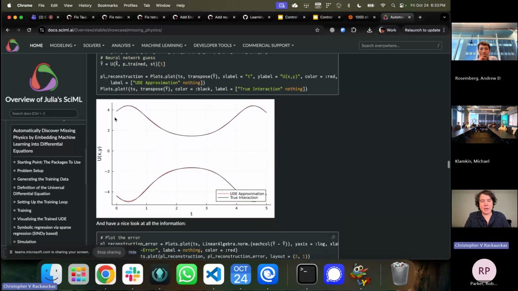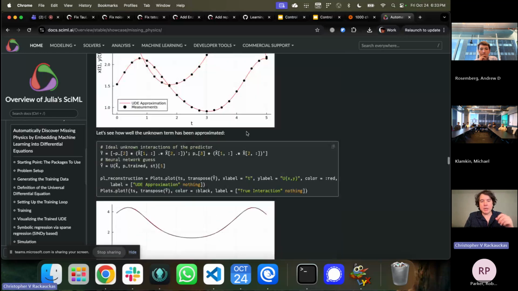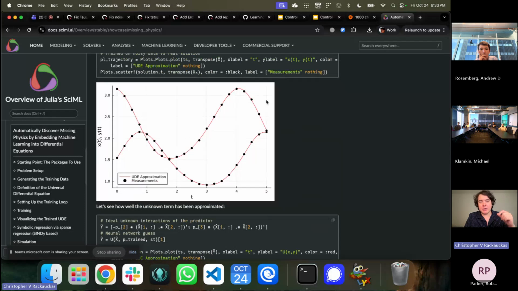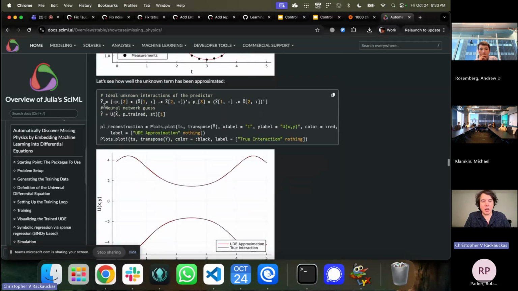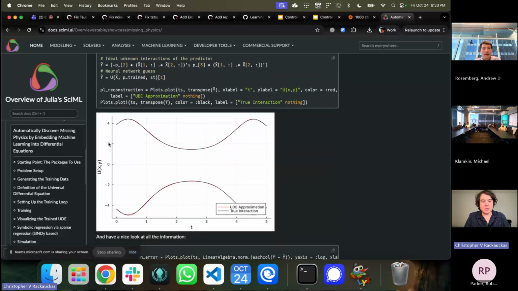And once I've done that, now that I've trained it so that the ODE solution is going through the data points, I can actually plot it. So now this is plotting what U of X and Y looks like with respect to T, and because I generated the data, it's showing you that I actually learned what that missing function is, right?